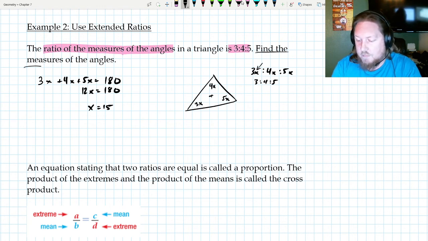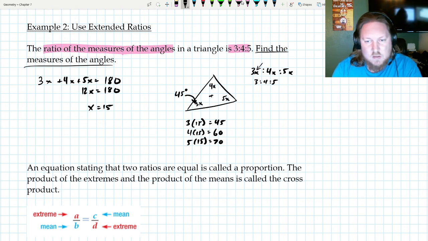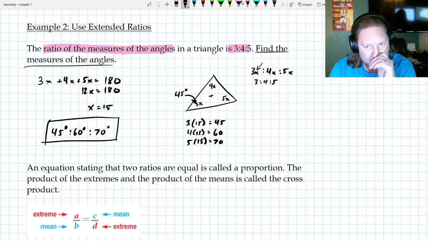Now we can find the measures of the angles. Well, 3 times 15 is 45. So this angle right here is 45 degrees. 4 times 15 is 60. 5 times 15, 75. So that means our three angles are 45 degrees, 60 degrees, and 75 degrees. All right.